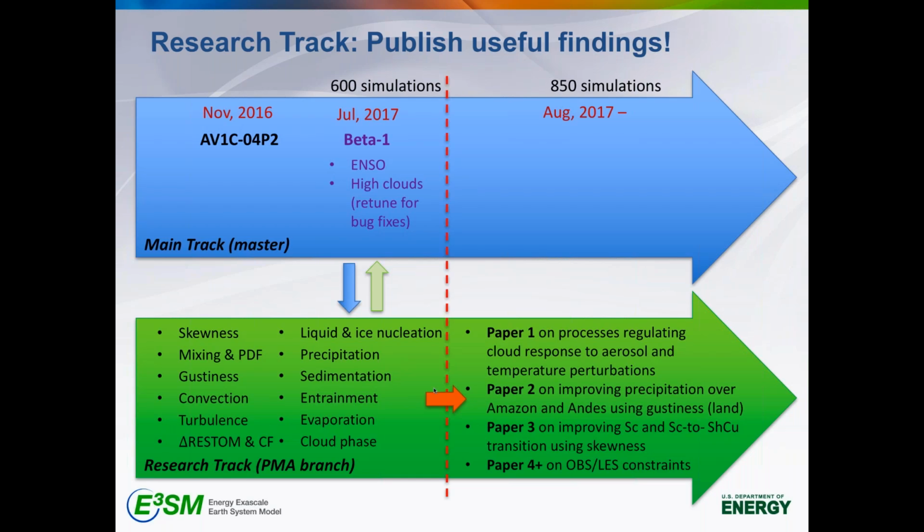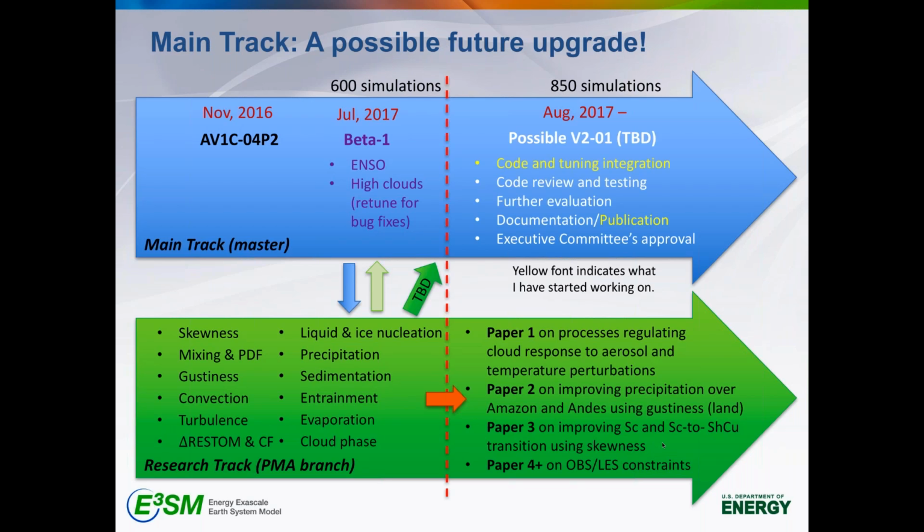My goal right now, the first priority, is to publish all these nice results: paper 1 on the processes regulating cloud response to aerosols and temperature, paper 2 on improving precipitation over the Amazon and Andes, paper 3 on improving stratocumulus and the stratocumulus to shallow cumulus transition using skewness, and other papers using observations or LES to constrain our model.